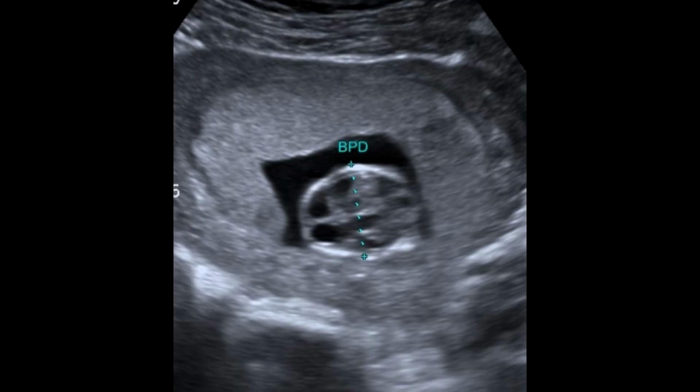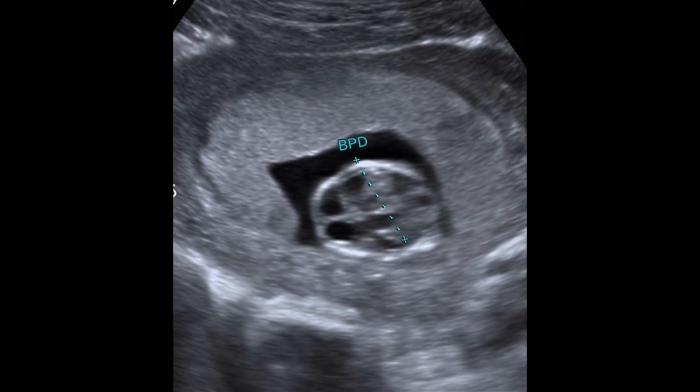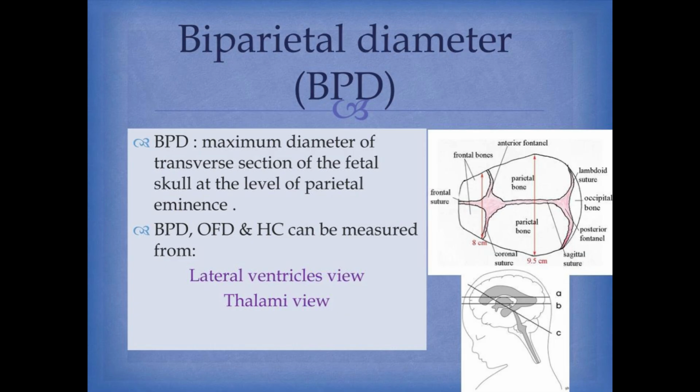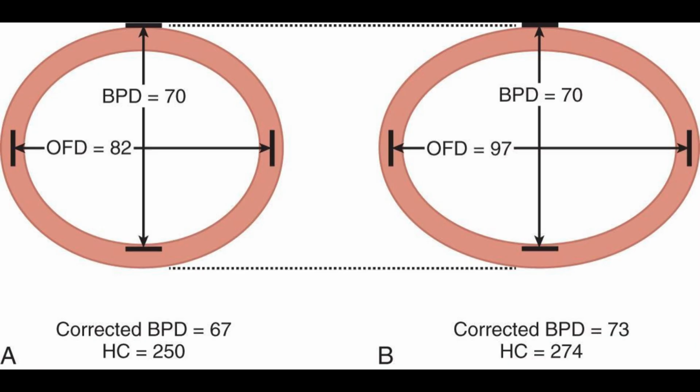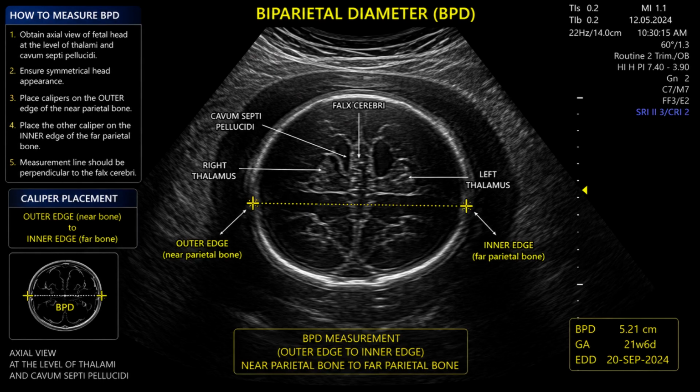Why is BPD important? BPD helps us estimate gestational age, assess fetal growth, monitor fetal well-being, compare growth with standard charts, detect growth abnormalities, and assist in estimating fetal weight. BPD is most accurate between 12 and 28 weeks of pregnancy.